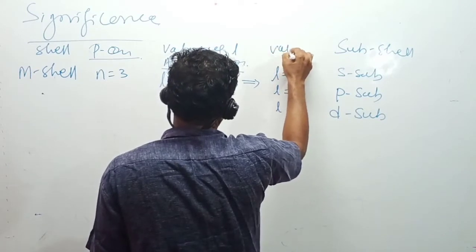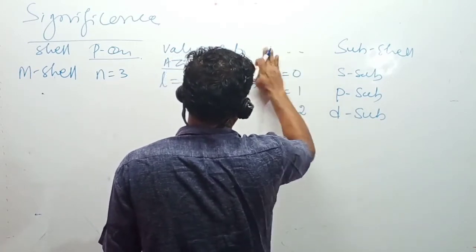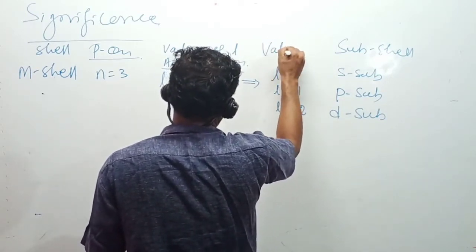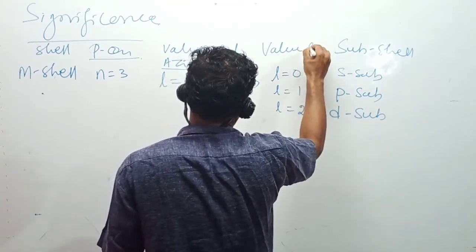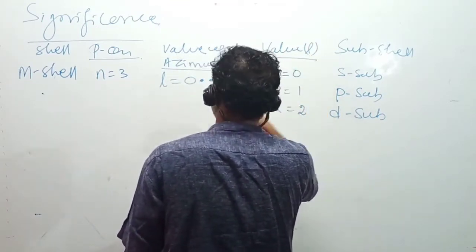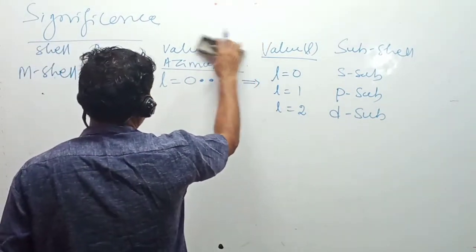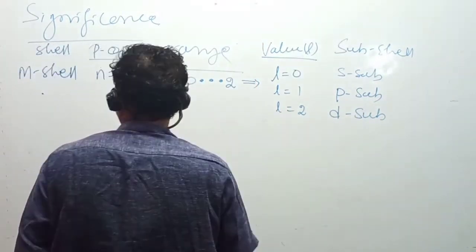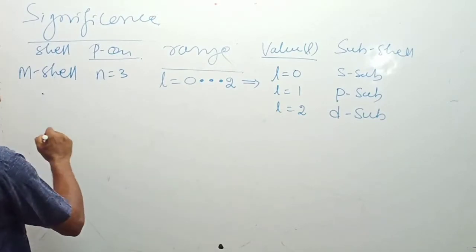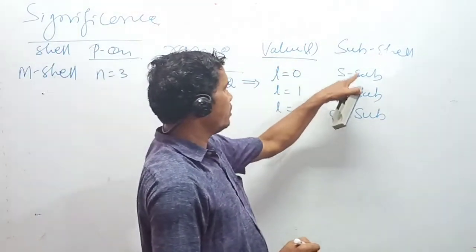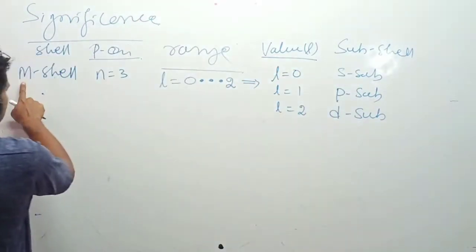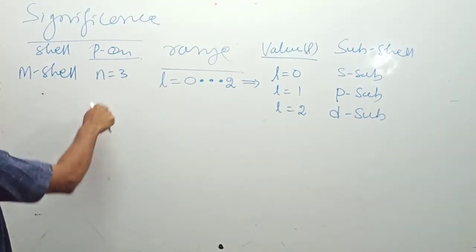We can write the range here also. So there are 3 subcells present within the third cell, where the principal quantum number n equal to 3.